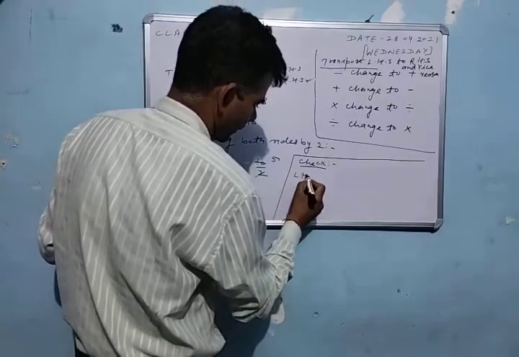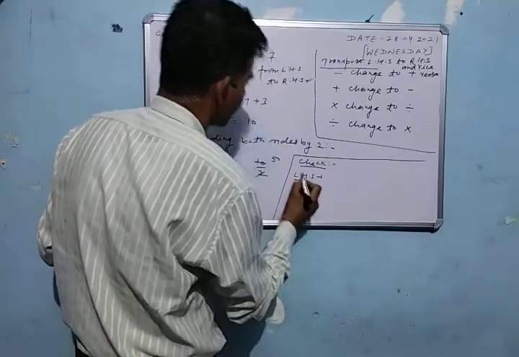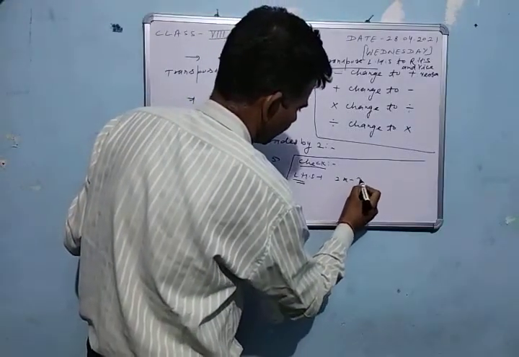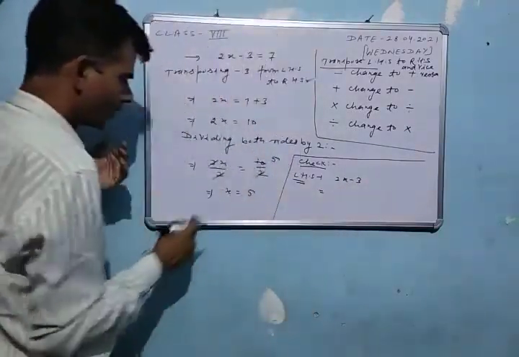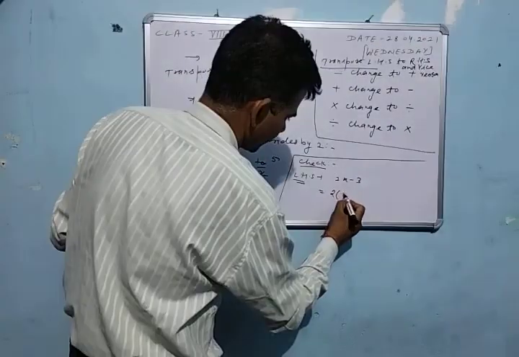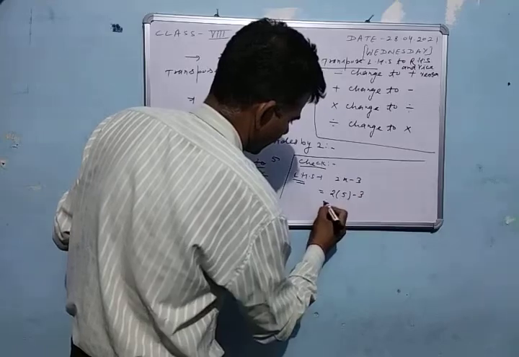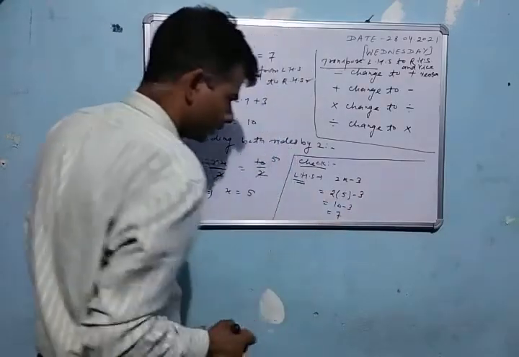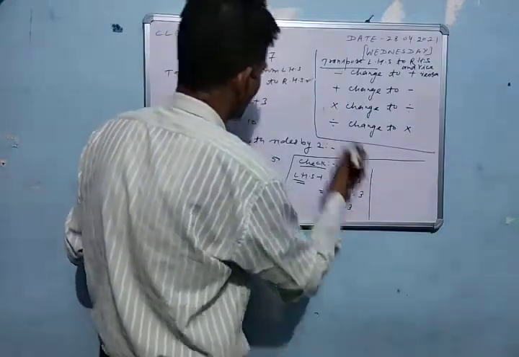Check the left hand side. Your left hand side is 2x minus 3. Now student, the value of x you have to put is 5, so 2 times 5 minus 3. Now 10 minus 3, that is 7. Now student, the right hand side is 7.